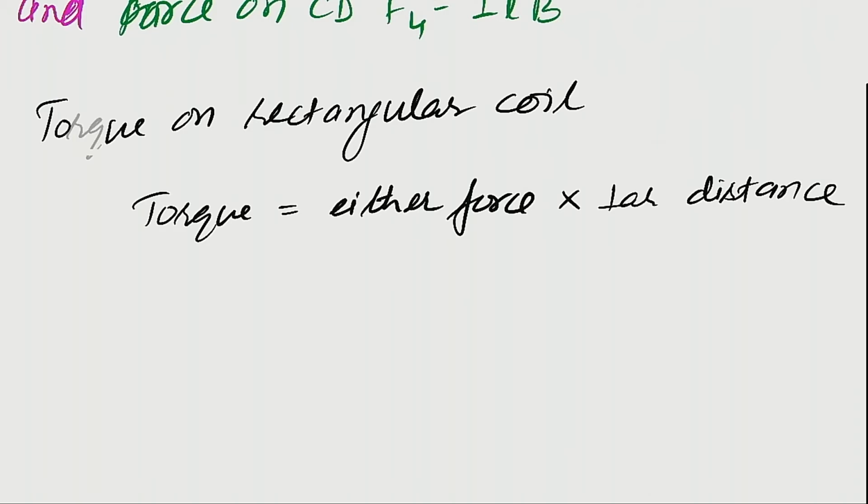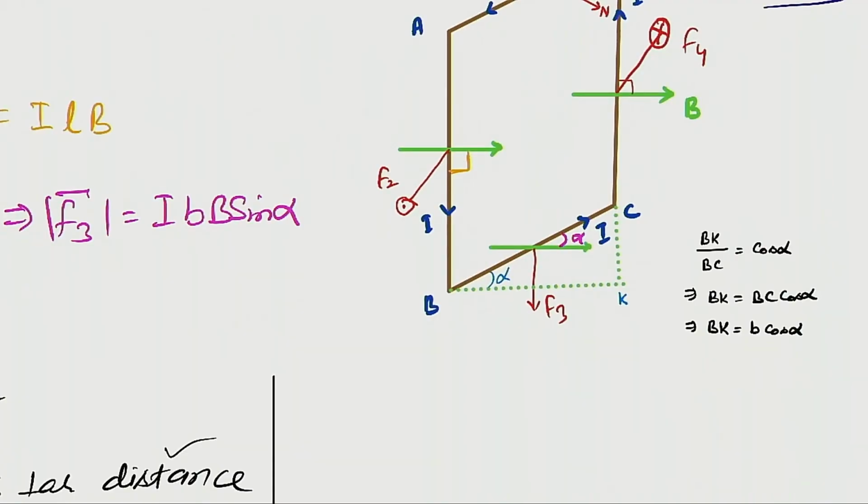Now, the torque on the rectangular coil. The formula for the torque we know is force into perpendicular distance. Since we are discussing the magnitude of forces here, you can take any force. So BK is the perpendicular distance between these two arms. As this angle is alpha, this angle will also be alpha. Now let's try to find out the torque, which is represented by tau.